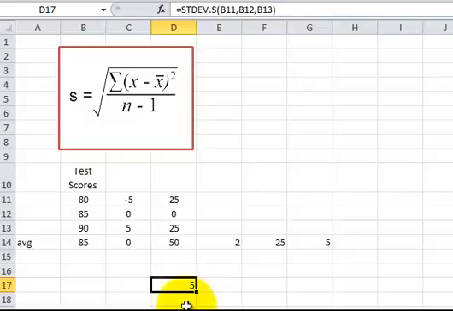Hope this helps. It's a measure of dispersion. It helps us describe our data, how far away from the mean our data is.